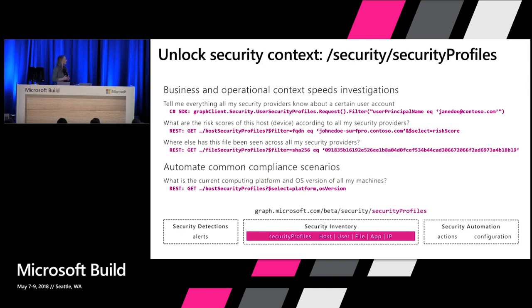The next piece of the security API that we'll take a look at is security profiles. Security profiles represent the inventory maintained by the various security providers. As I mentioned earlier, this can be hosts, users, files, apps, or IP addresses. For example, Windows Defender ATP can provide host security profiles because they have particular insight into devices. Azure Active Directory can provide user security profiles. Cloud App Security can provide app security profiles, and so on. This gives customers and developers the ability to correlate alerts with that underlying inventory associated with the event.